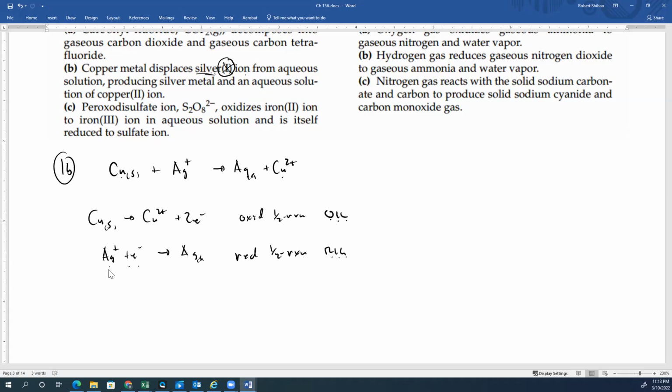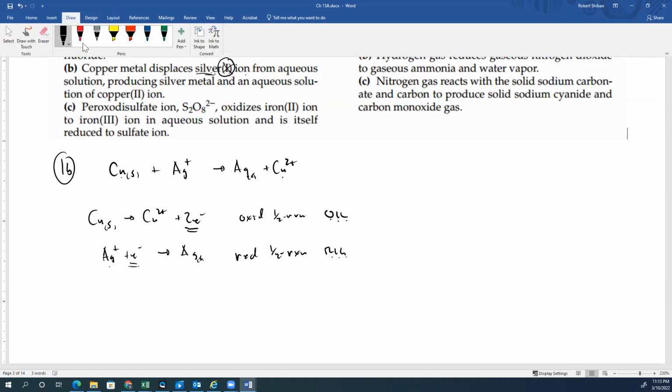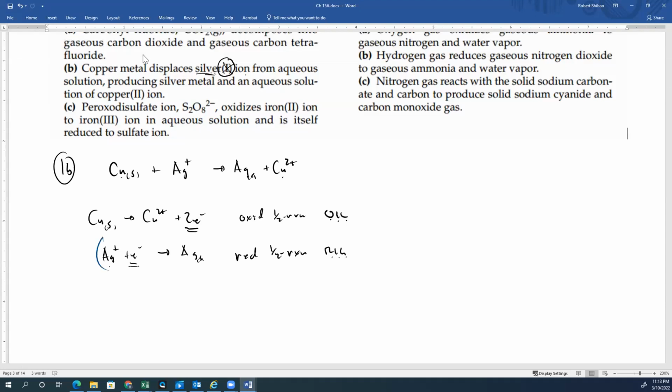But the situation is that the number of electrons that we lose must equal the number of electrons that we gain. And this is not the case here, because we lose 2 electrons and we only gain 1 electron. So there's a mismatch in electrons. We can't have leftover electrons, so we have to multiply this one by 2. We have to double it.